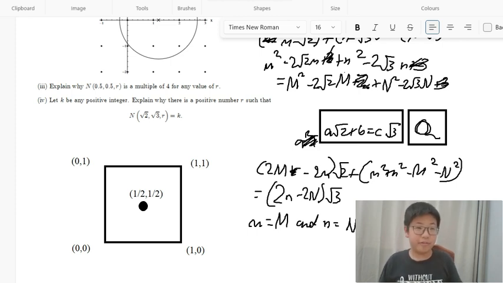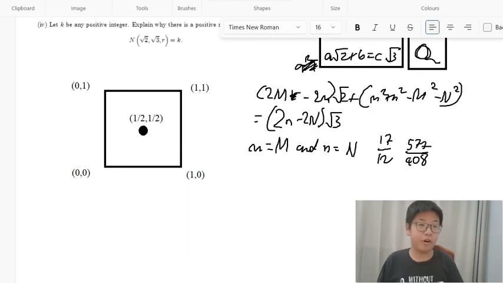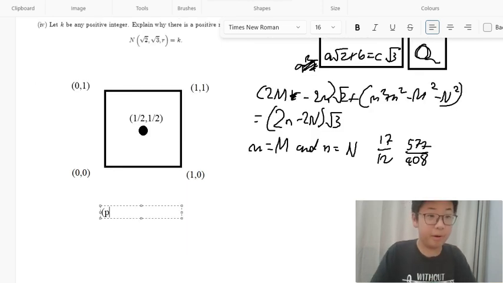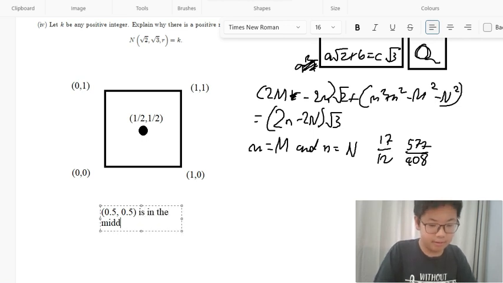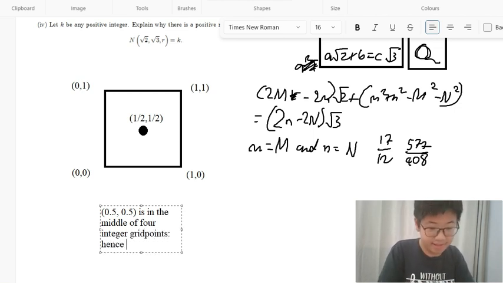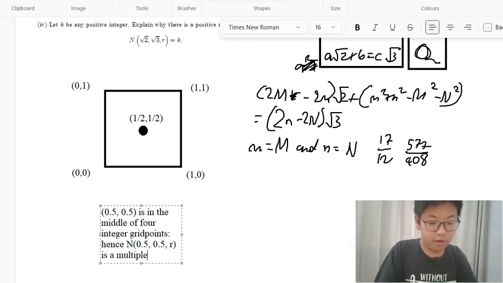Therefore, n(0.5, 0.5, r) is a multiple of 4 because 0.5, 0.5 is in the middle of 4 integer grid points. Hence, let's use the notation, n(0.5, 0.5, r) is a multiple of 4 for any r.